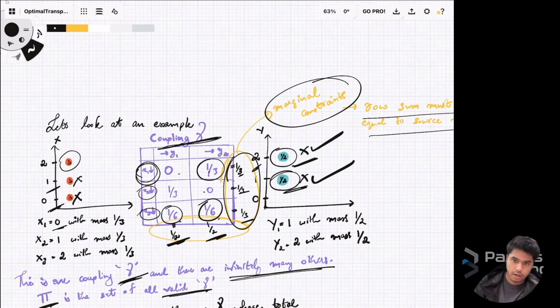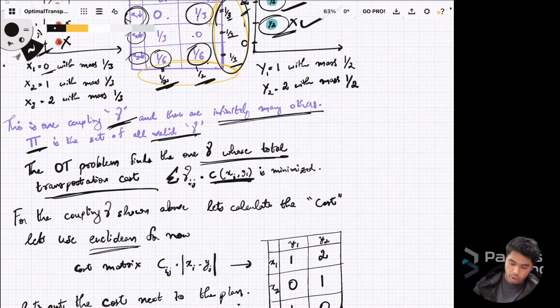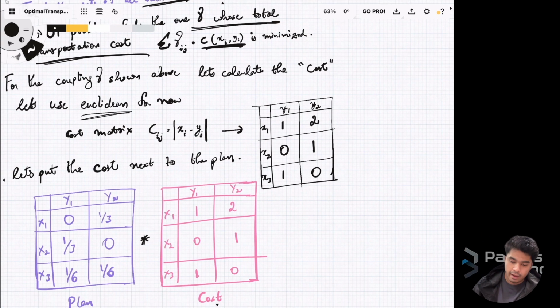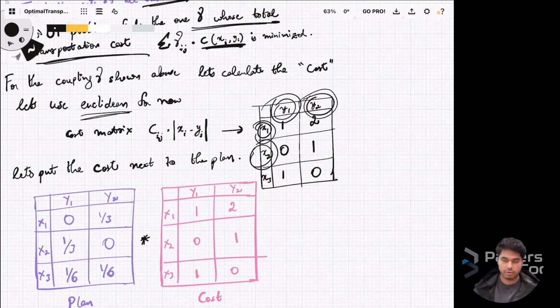Essentially, if you want to go to 1, 2 minus 1 is 1. So what we can do is create a cost table like this, just like how we created an optimal transport plan table. This table shows us the cost of moving x1 to y1, x1 to y2, x2 to y1, x2 to y2, and so on, right? So the idea is if you're lifting a pile of dirt and putting it into a hole, it tells you the cost of doing that, right?